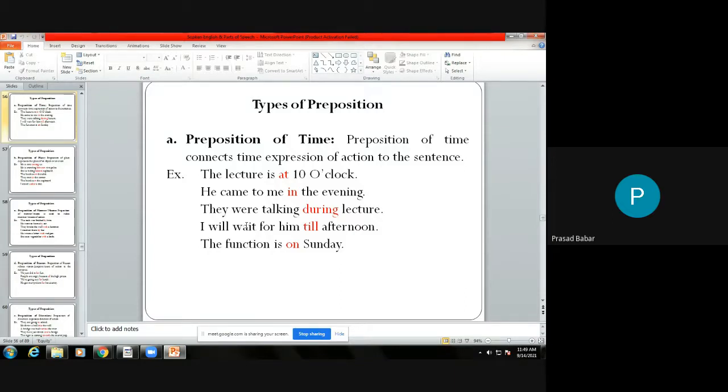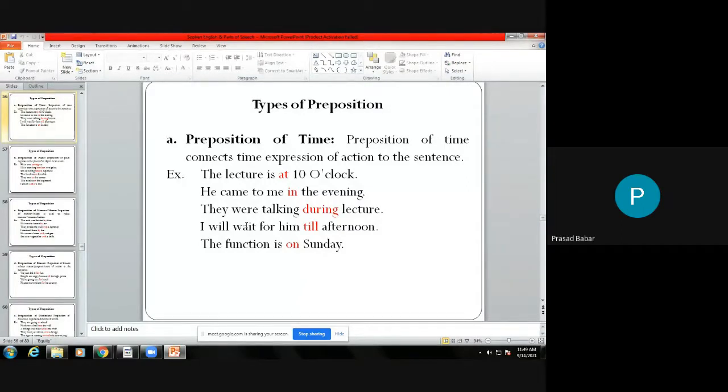Then the next is they were talking during lecture. Some of the students are there and they were talking during the lecture. So during also indicates the timing of when the students were talking. So during works as a preposition of time.